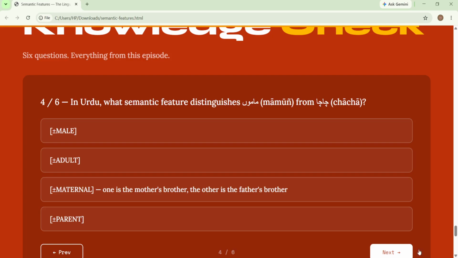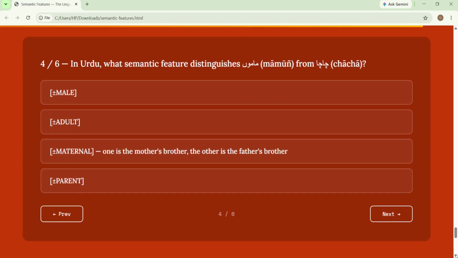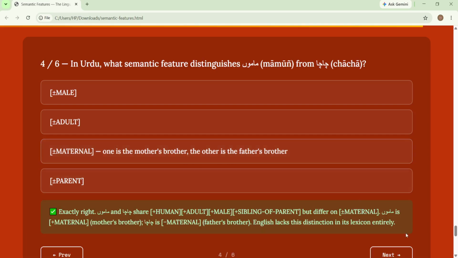Let's move on to the next one, which is in Urdu. What semantic feature distinguishes Mamu from Chacha? Male? Well, they're both male. Adult? Well, both are adults. Then parent? Well, we have discussed earlier that they're negative in this. Well, maternal: one is on the mother's side, another is on the father's side. So this is the correct answer. Mamu is mother's brother and Chacha is father's brother.